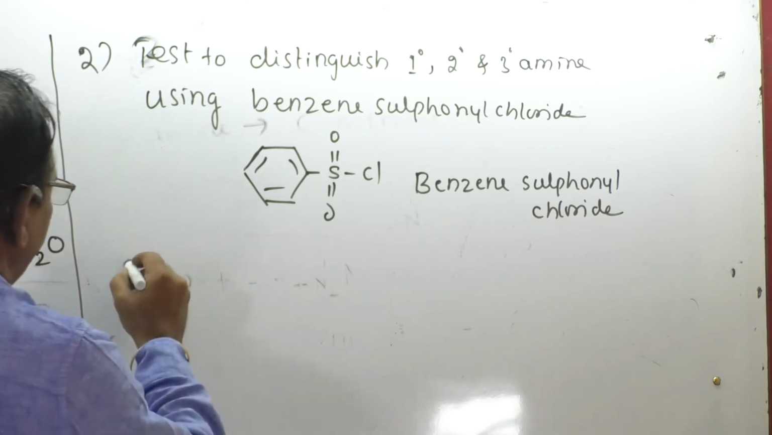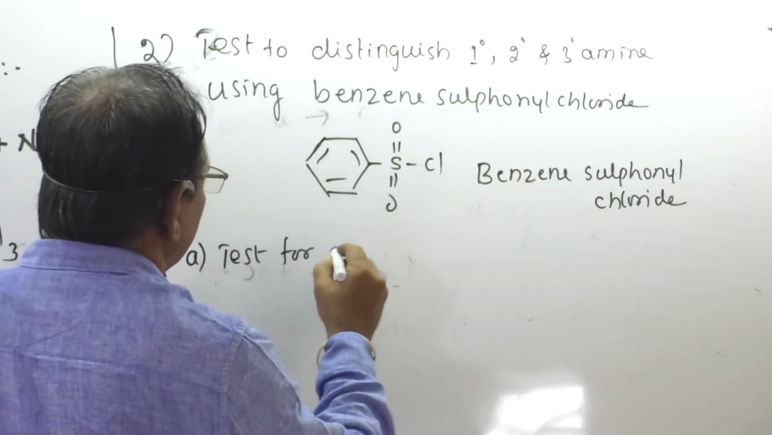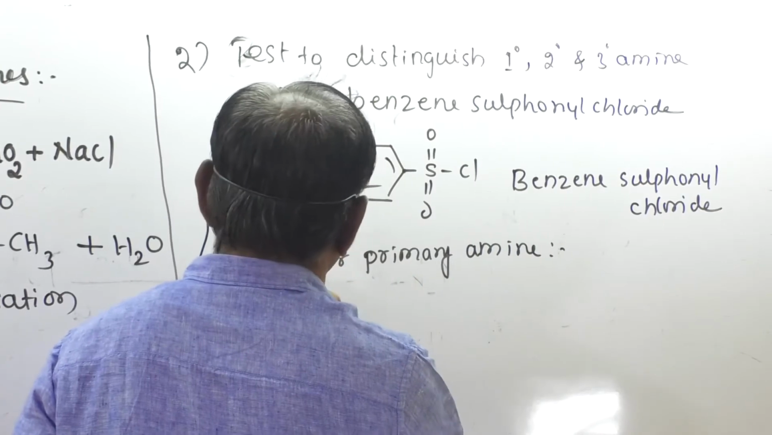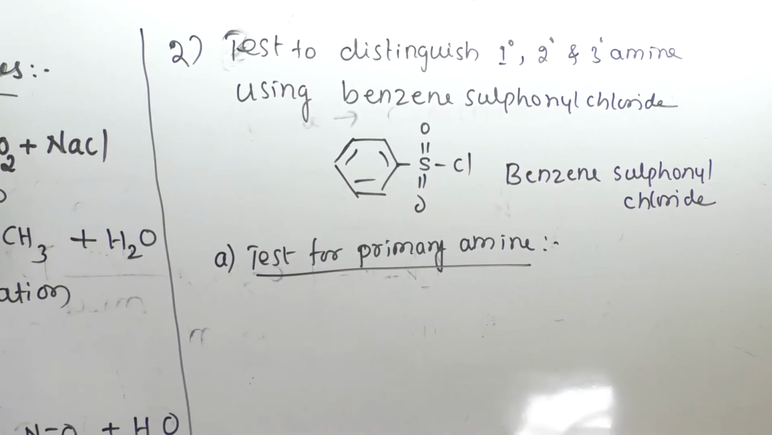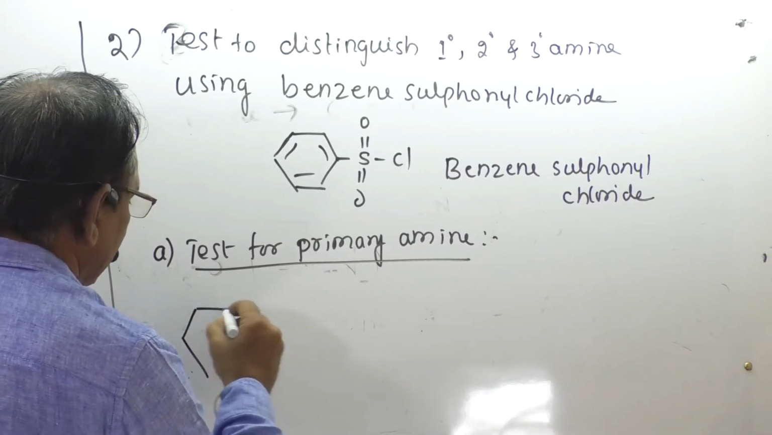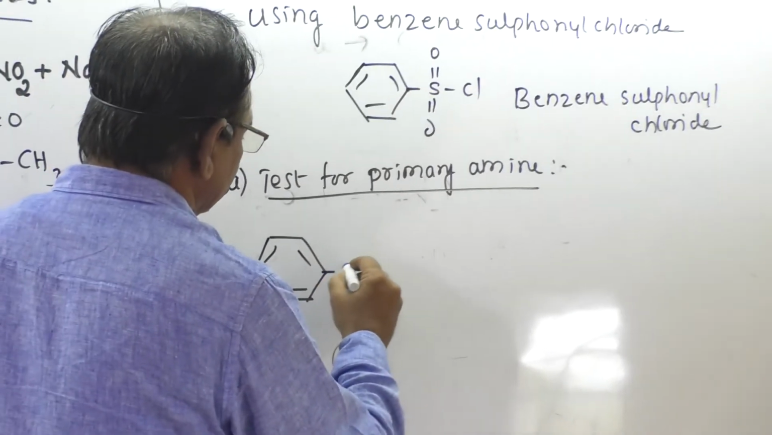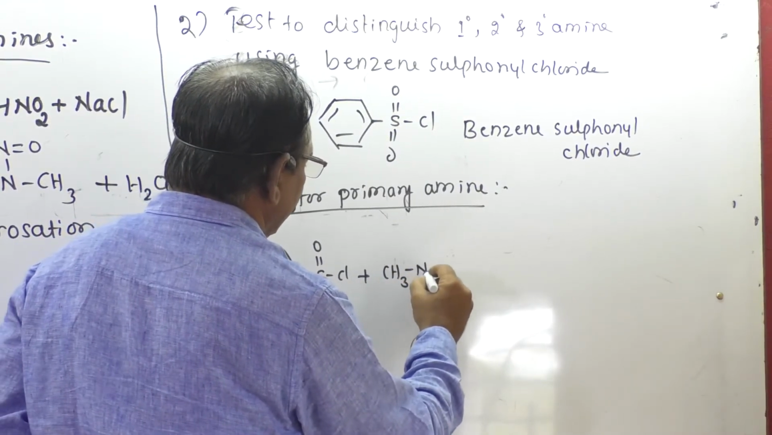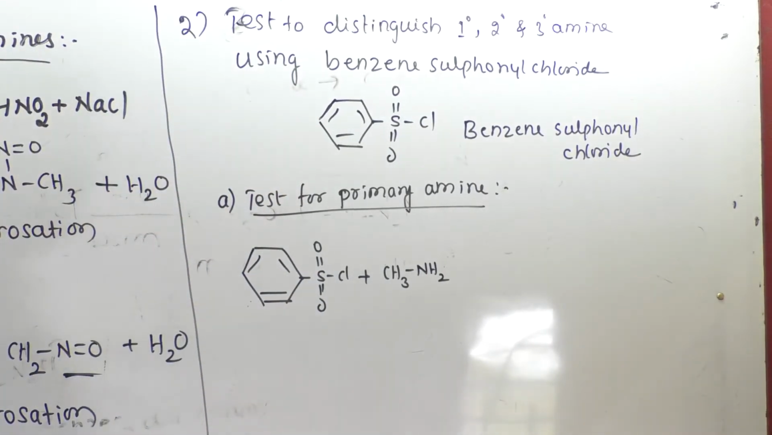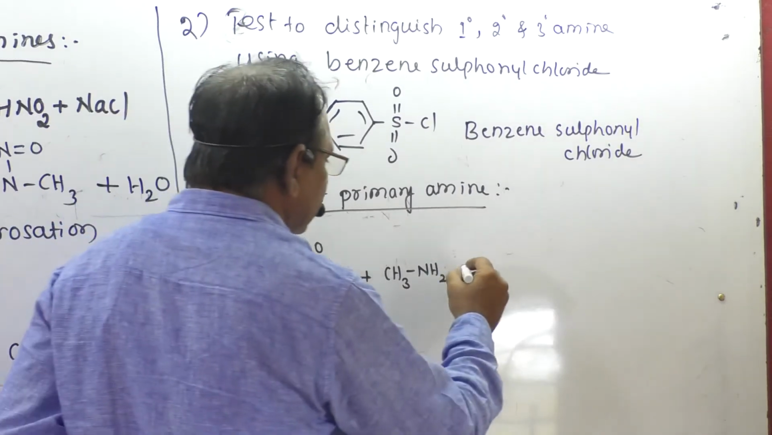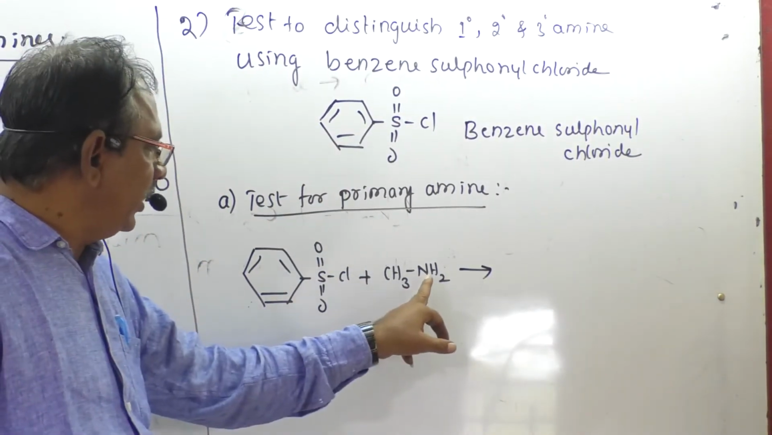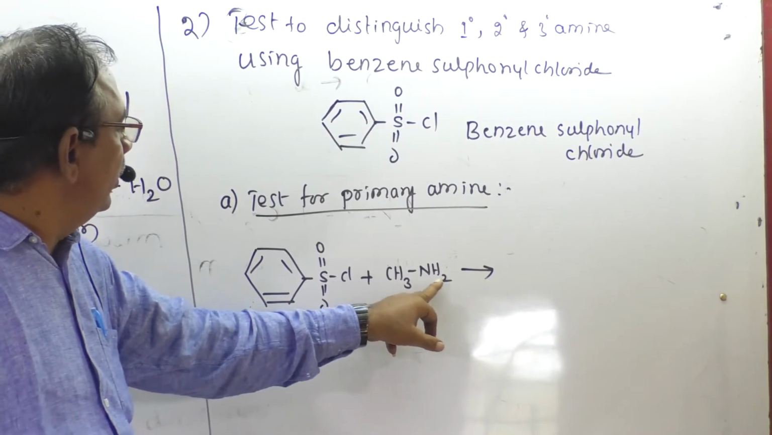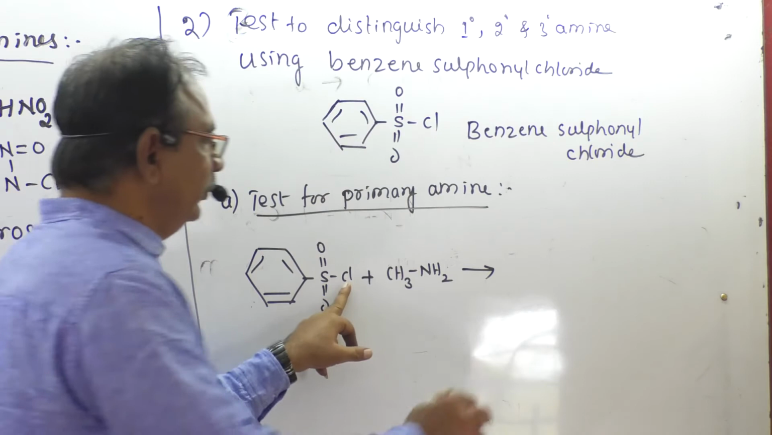First, primary amine. Test for primary amine. See here, benzene sulfonyl chloride plus CH3NH2. So here the nitrogen atom of the amine group contains two hydrogens. Out of these two hydrogens, one hydrogen combines with Cl to form HCl.